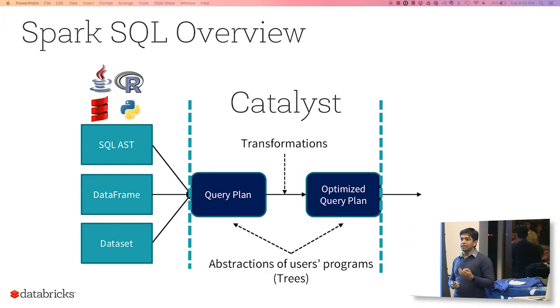And what Catalyst, which is the front-end part of Spark SQL, essentially does is that it applies a series of transformations. And I'll talk a little bit more about what a tree and transformations are in the next part of the talk. But what it really does is that it takes a tree like this, and then applies a series of transformations to optimize that tree or to optimize that plan.